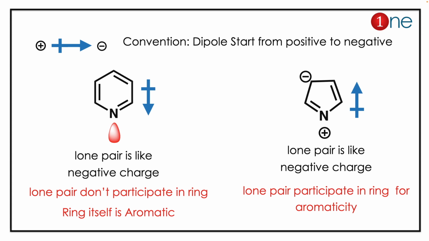But in pyrrole it's different because the lone pair participates in the ring aromaticity. So the positive charge is on nitrogen, negative charge in the ring. So if you find the direction, you will have the direction opposite to the pyridine.